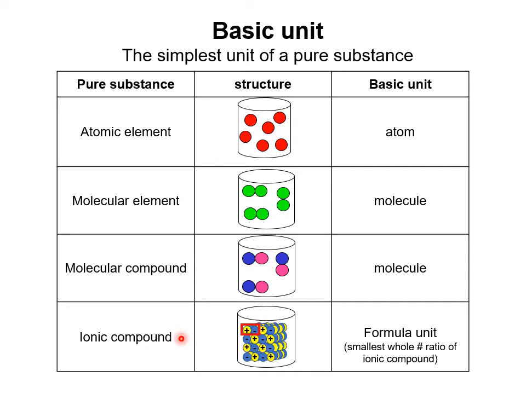For an ionic compound, because it's made up of repeating positive and negative charges, its basic unit is the smallest whole number ratio. So its basic unit is called a formula unit. In this case, the basic unit is a positive and a negative, and we call that a formula unit.